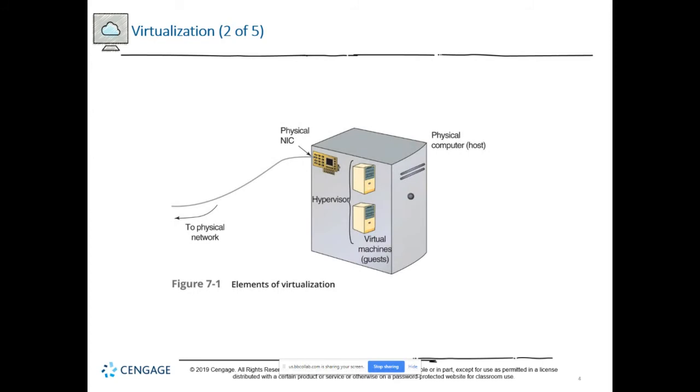And this is just a depiction of our machine. It looks just like our machine. It's got a physical network card, or NIC. It's got a couple of virtual machines that are encased within a hypervisor, but it runs on the physical computer.